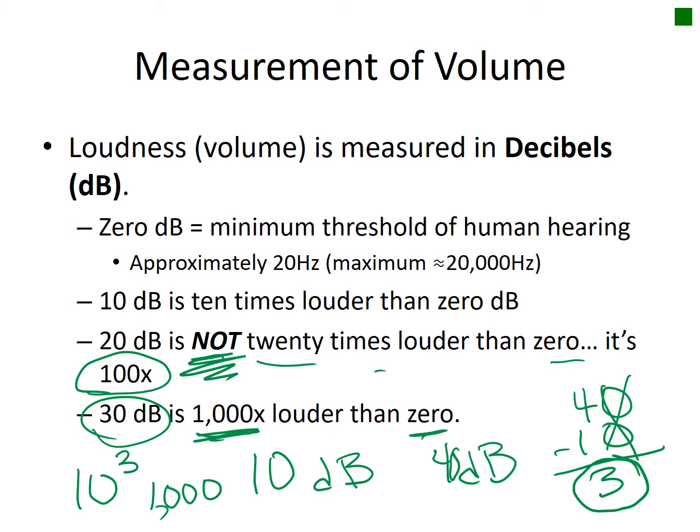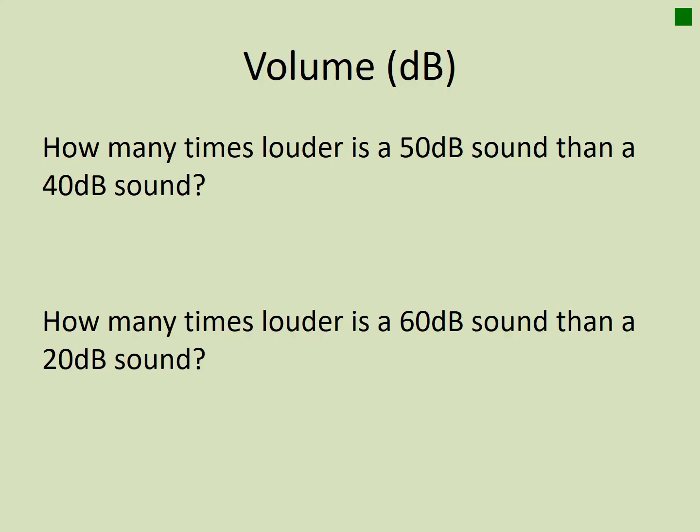What you do once again is you subtract them, and that number in the ones place is how many zeros you add, and that's how many times greater. So how many times louder is 50 to 40? Well, the difference is 10, which means I'm really focusing on that 1. So it would be 10 to the first, which would mean 10 times greater.